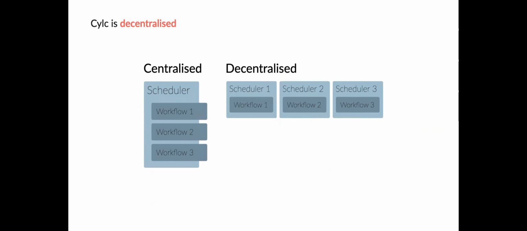Cylc is decentralized. There are 2 approaches to implementing a scheduler. With the centralized approach, a single scheduler runs multiple graphs or workflows in a single instance, whereas with the decentralized approach, one scheduler runs one workflow with multiple scheduler instances running in parallel. The decentralized approach is harder to develop as it requires logic for discovering and monitoring and controlling multiple scheduler instances. However, it does have some major advantages.